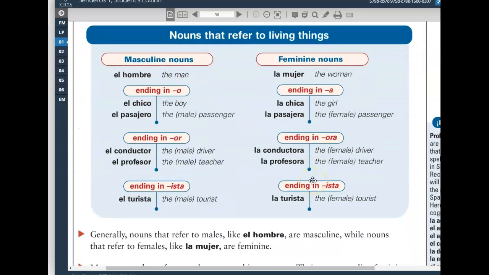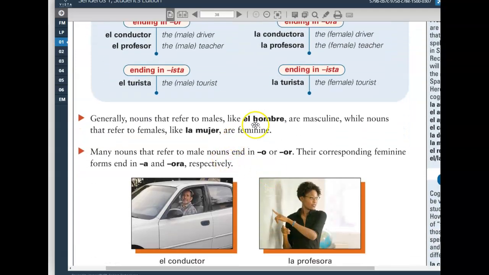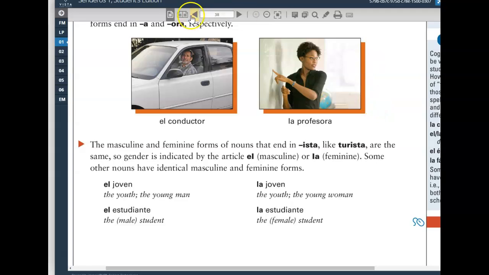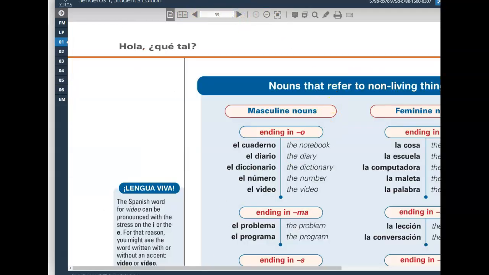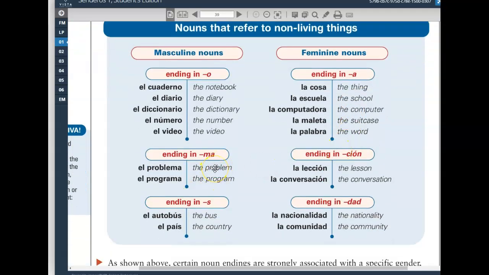Common endings for living things for masculine and feminine nouns we saw here on page 38. We talked about how men are inherently masculine and women are inherently feminine in terms of the gender of those two nouns. Page 39 talks about non-living things. Common endings for masculine and feminine nouns, typically O for masculine and A for feminine, although there are a few exceptions that we looked at.